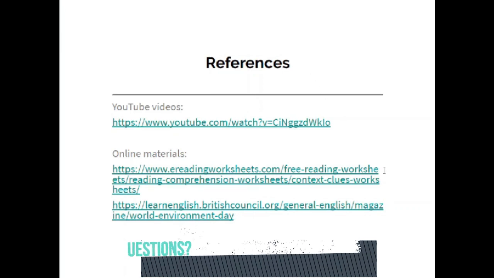Okay, last but not least, here are some references, and here are the online materials that I looked up, and then you can always read more in order to understand what contextual clues are about. And I hope you can practice context clues when you want to guess the meaning in your reading. Happy reading!